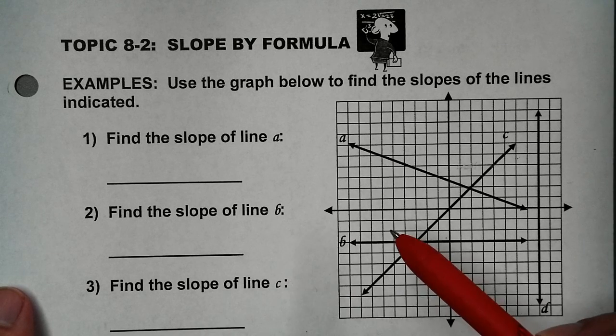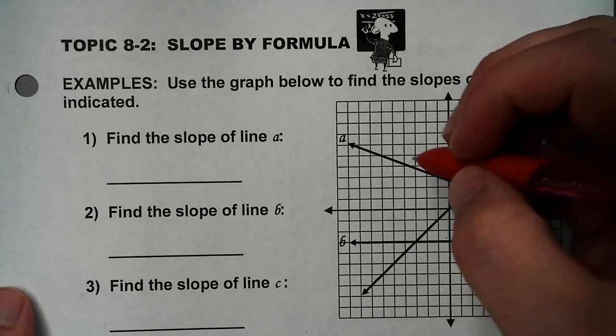The first four examples are going to be kind of review. These are going to be finding the slope of a line when we're given a graph. So let's look at A.